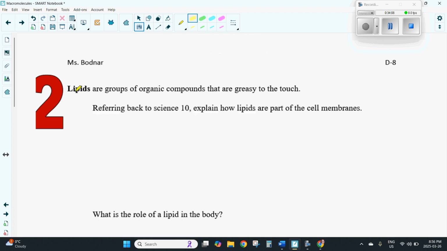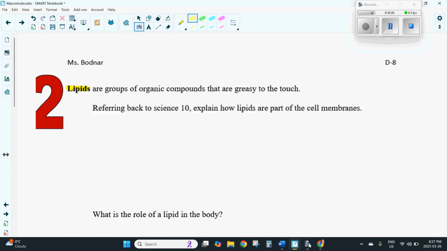Second energy molecule, or second macromolecule, is a lipid. So a lipid is a group of organic compounds that are greasy to touch, which is why they're called fats. So if you think back to Science 10, explain how lipids are part of the cell membrane.